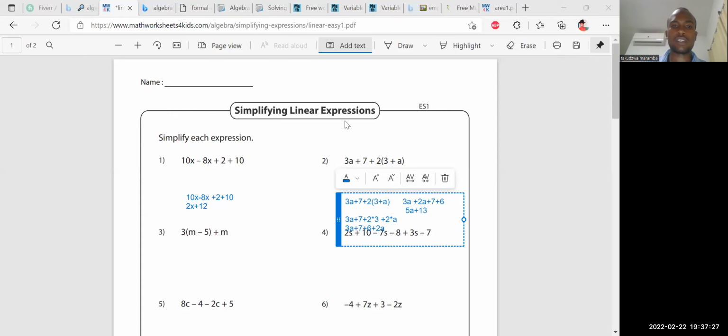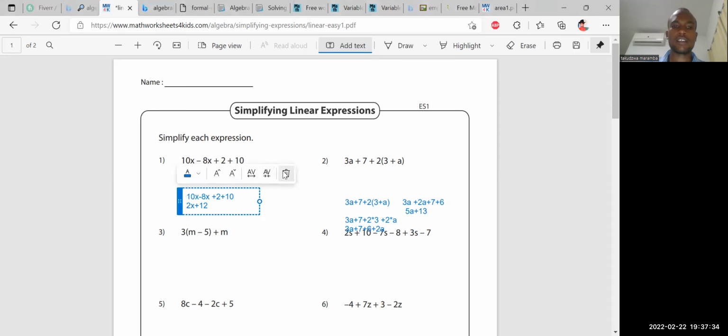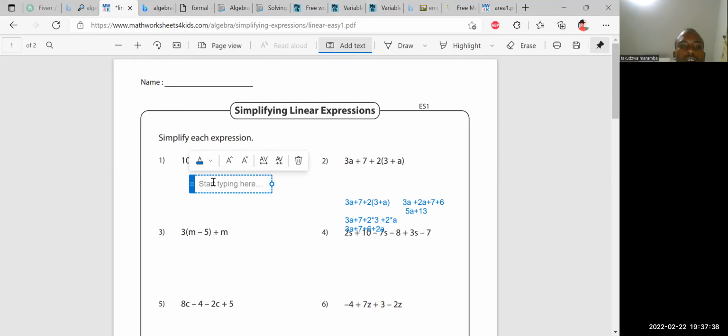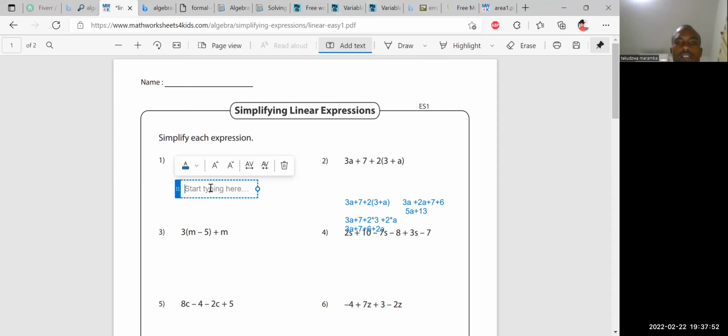Then our topic is simplify linear expressions. When simplifying linear expressions, we have to know the aspects of dealing with algebra. We've got two things here that we have to be familiar with. We have got variables and constants.